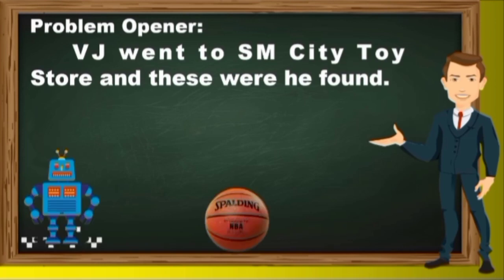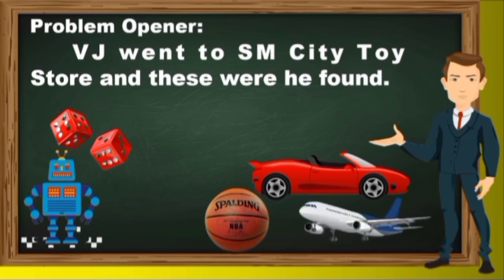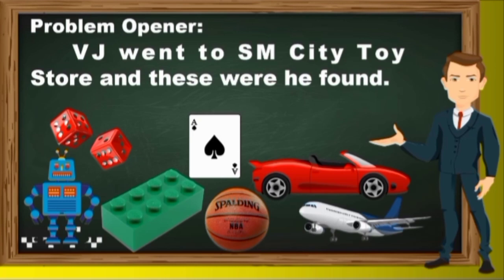A ball, a robot, a red car, 2 pieces of dice, an airplane, a toy block, a playing card, and a receipt. So these are the toys that he found when he went to SM City Toy Store. Class, are you familiar with these toys? Okay, very good. Before we further go on in our lesson, let's first answer these following questions.